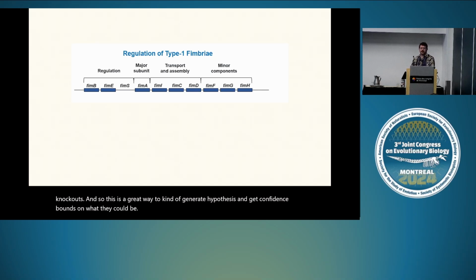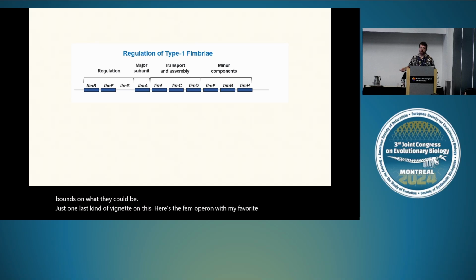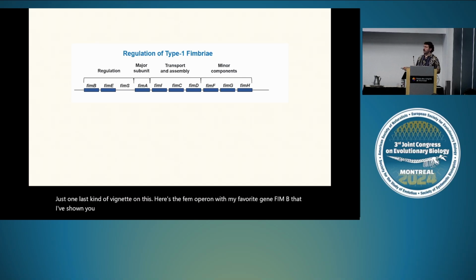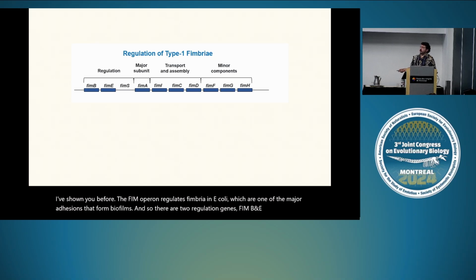Now, just one last kind of vignette on this. Here's the FIM operon with my favorite gene, FIMB, that I've shown you before. The FIM operon regulates fimbriae in E. coli, which are one of the major adhesins that form biofilms. There are two regulation genes, FIMB and E, and then the structural transport and assembly genes that actually make the fimbriae.